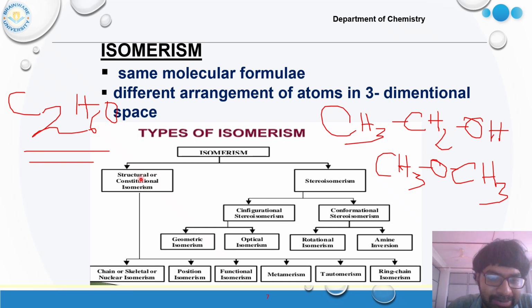Now isomerism can be divided into two types: structural isomerism and stereoisomerism. Structural isomerism can be divided into mainly three types: chain isomerism, positional isomerism, and functional group isomerism. Stereoisomerism can be divided into two types: configurational isomerism and conformational isomerism. Configurational isomerism can be divided into two types: geometrical and optical.